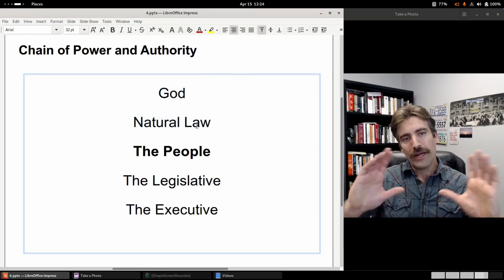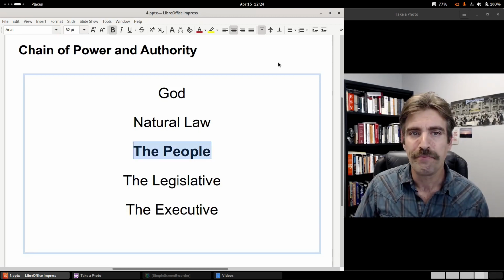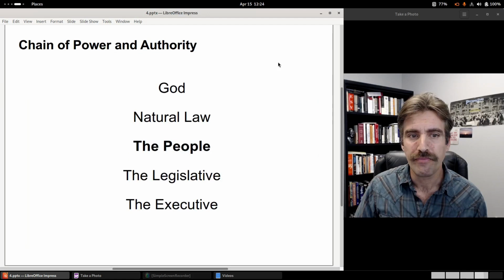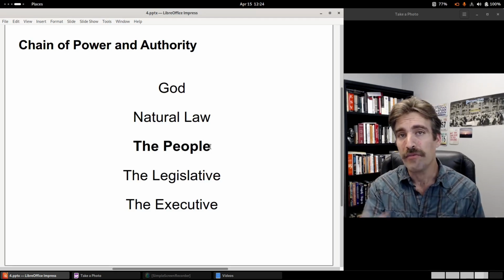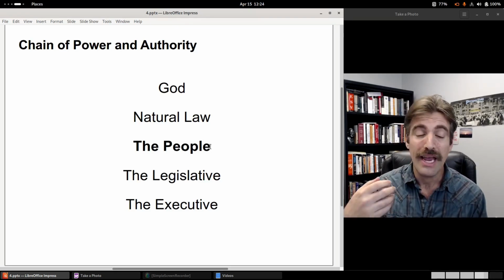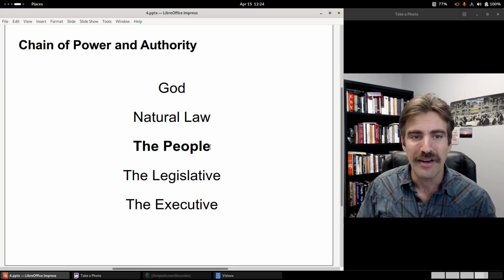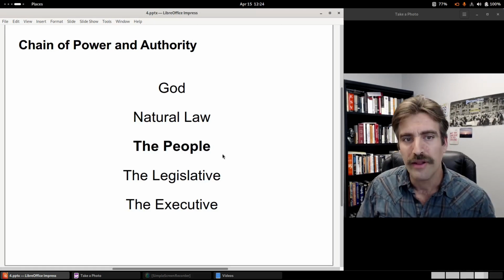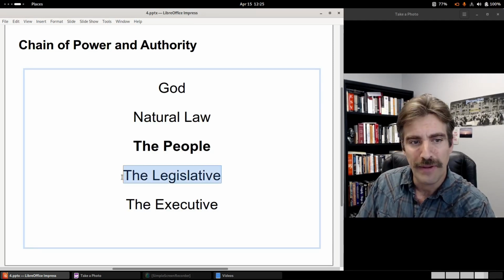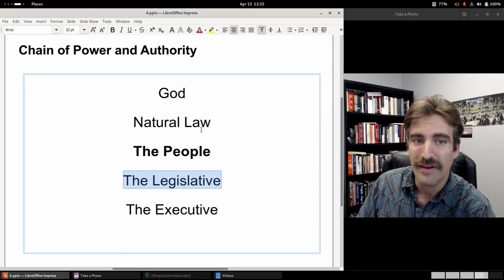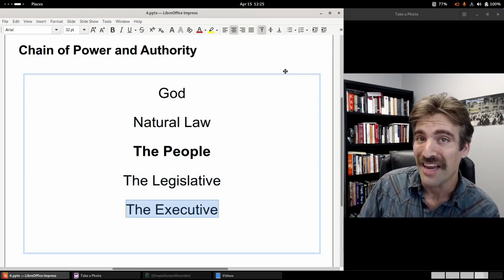However, directly below that in Locke's framework is the people. The people. Note here, in this chain of power and authority, we do not yet have a governmental body, an institution of government. God, natural law, then the people, and then we have the legislative power. The legislative power is subordinate to the people, to natural law, and by extension, to God himself. And then below that, then you have the executive.